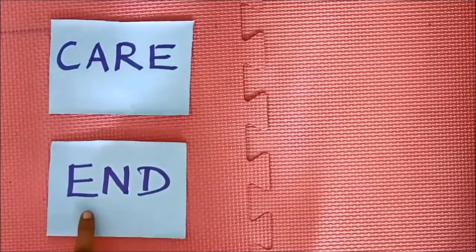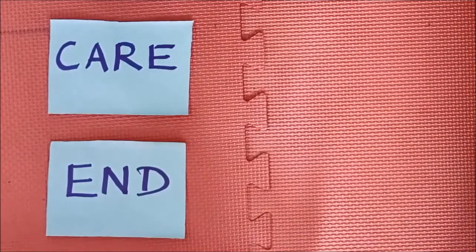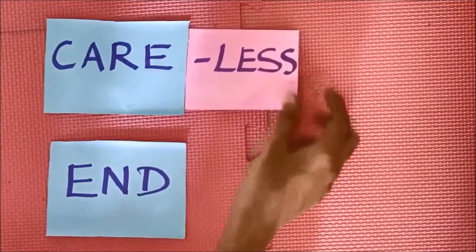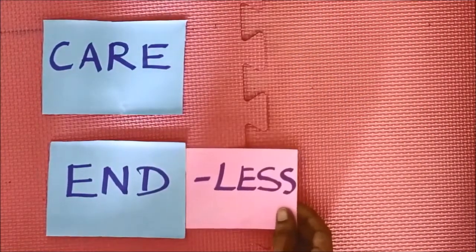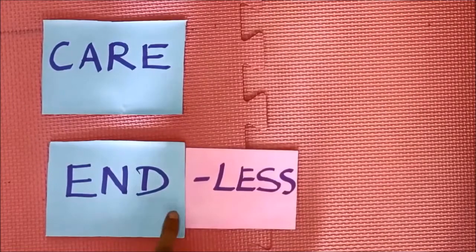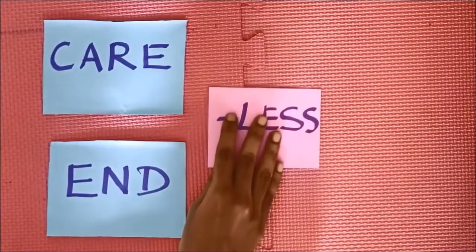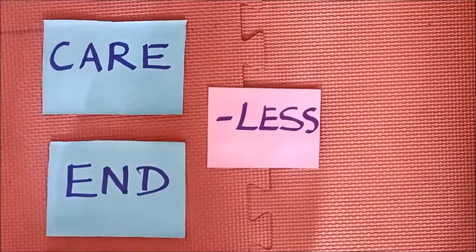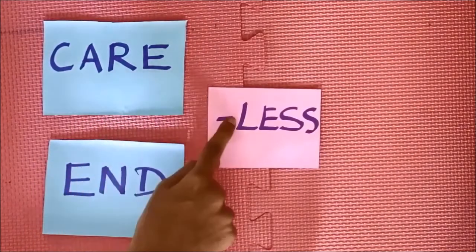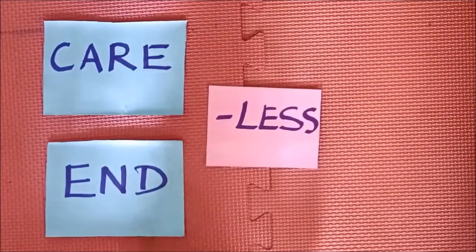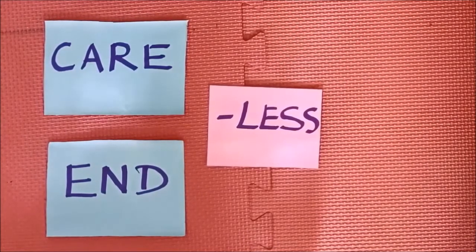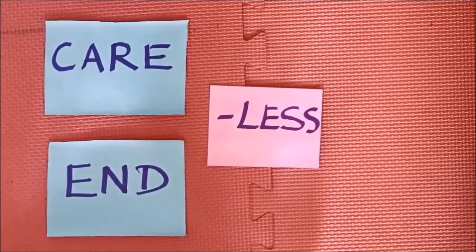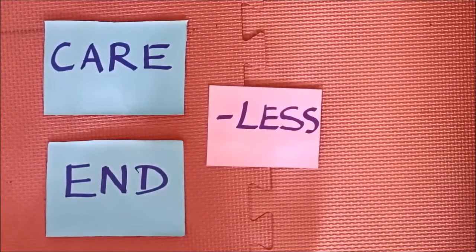And the last two words are care, C-A-R-E, care, and end. So I am going to add the suffix less. L-E-S-S. So careless. And I am going to add the same less to end. Endless. E-N-D-L-E-S-S. So this suffix less comes to both root words care and end. Careless, endless. Okay, have you understood students? So the suffix is nothing but adding a letter or a group of letters to the end of the root word to get a new word. So that is known as the suffix.